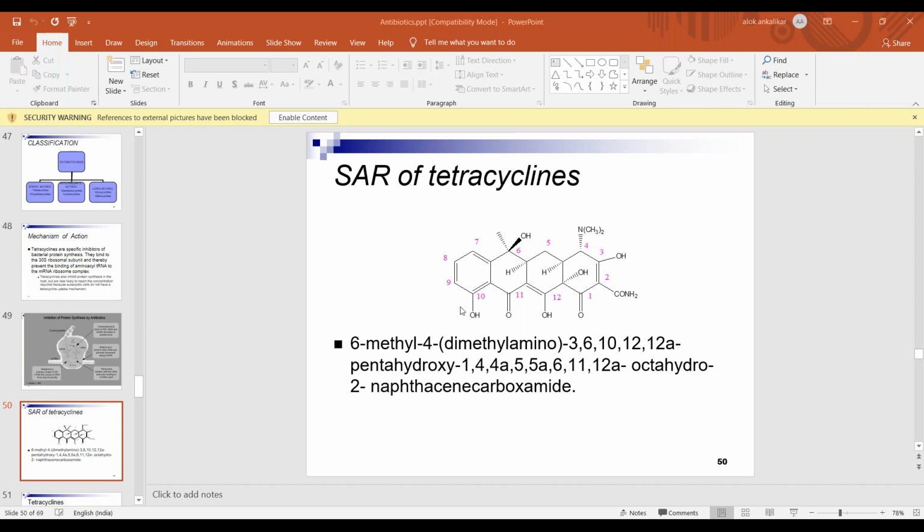Okay, next point is aromatization of ring C. This is ring C, the third ring from the right hand side. If this ring C undergoes aromatization, it will give hydroxy tetracycline. So this hydroxy tetracycline is going to be less active than the actual mother compound tetracycline.